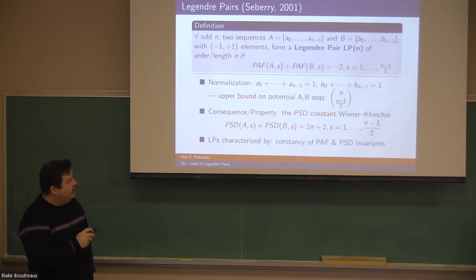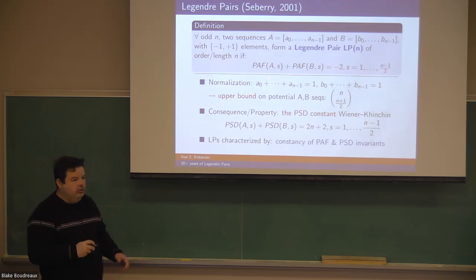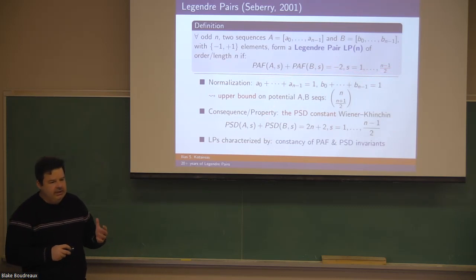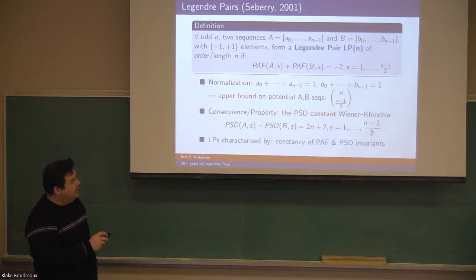So this is a very simple definition, right? It just tells you you compute the PAF coefficients, and at every s, they have to sum to the same constant, and that constant is -2.